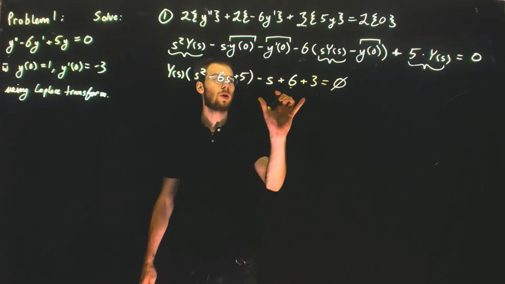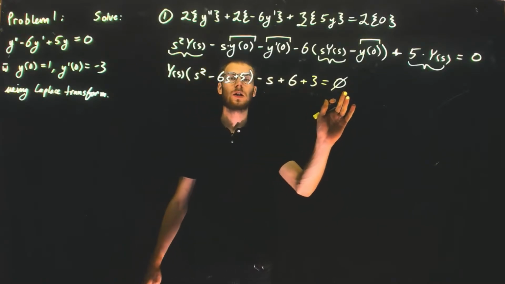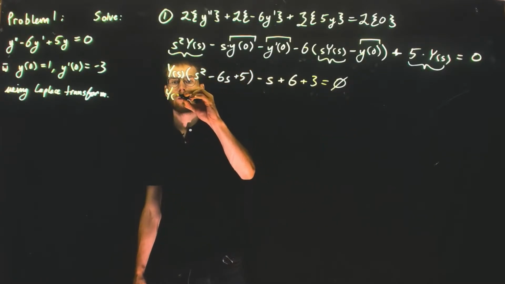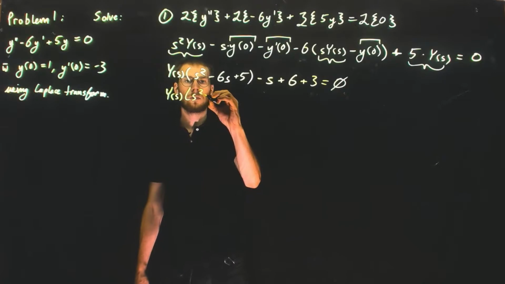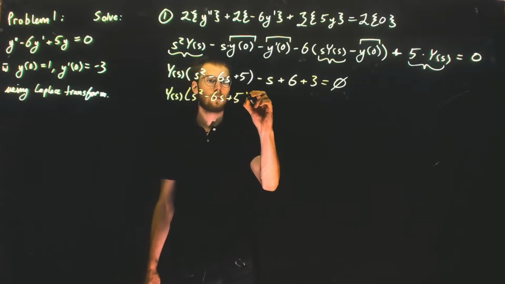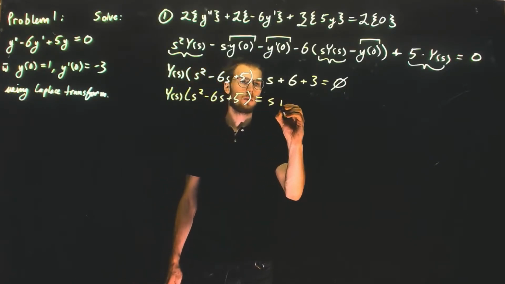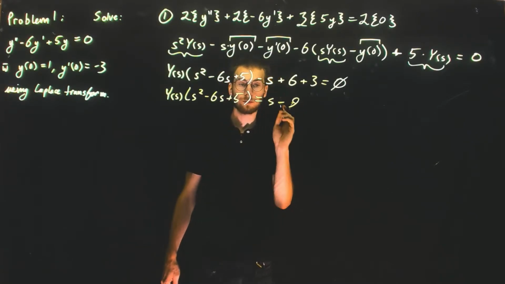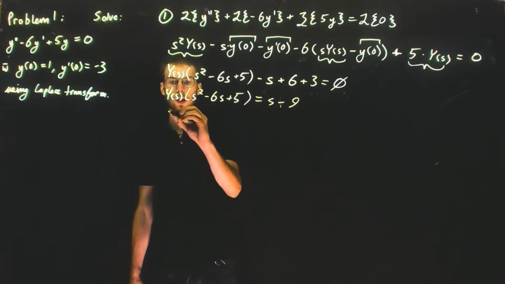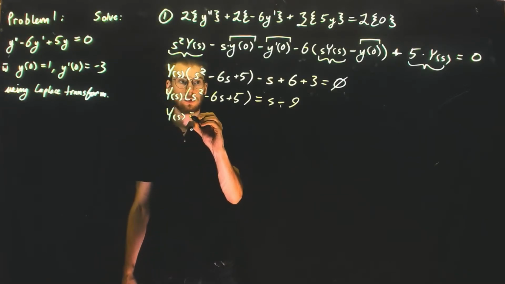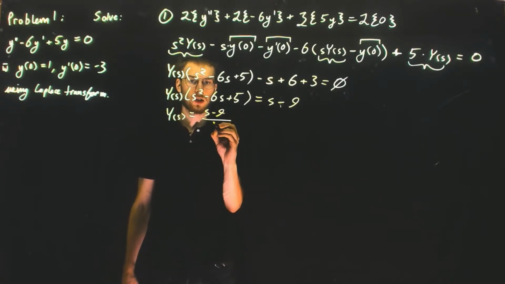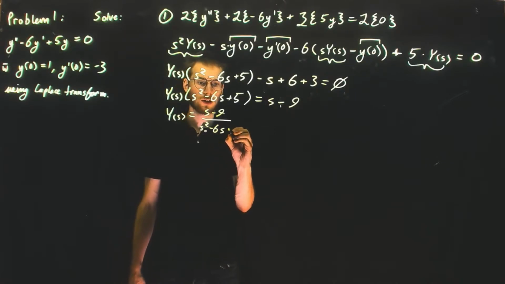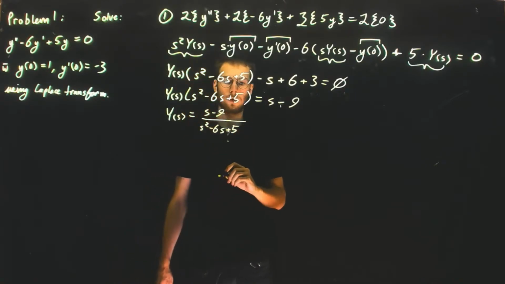So now we can rearrange, bring all of these terms to the other side of the equal sign. And then after that, we can isolate Y(s), and we will have s minus 9 over s squared minus 6s plus 5.